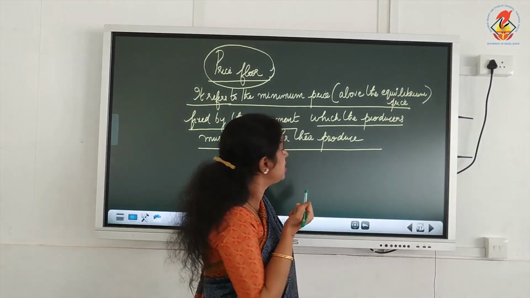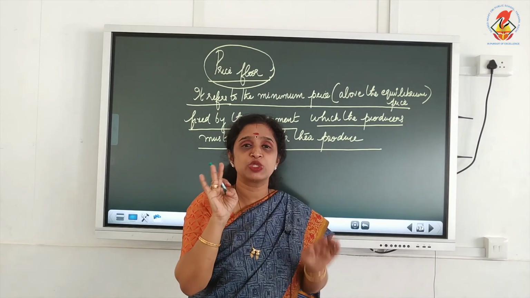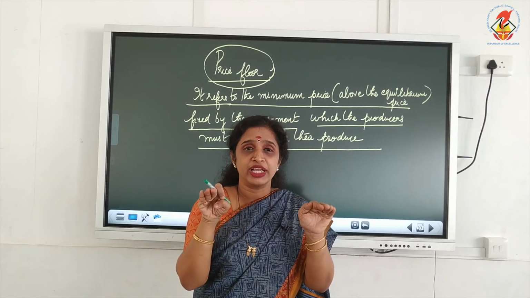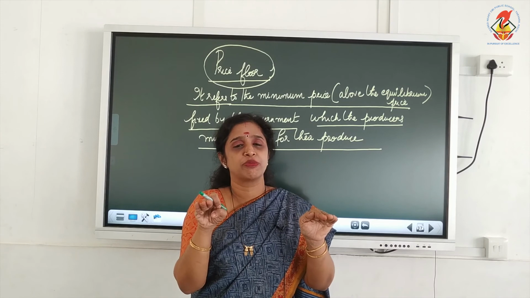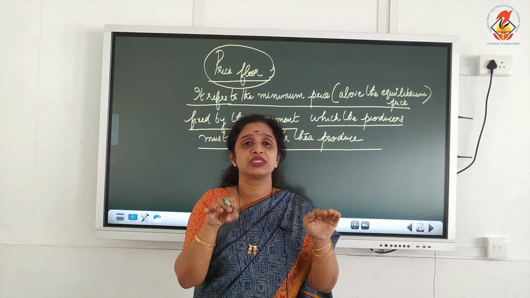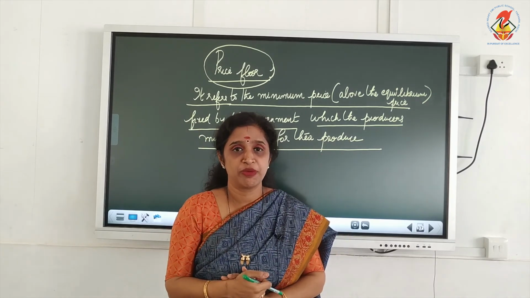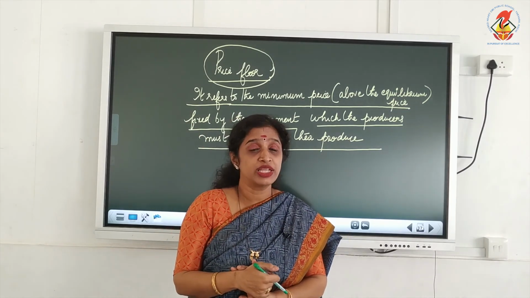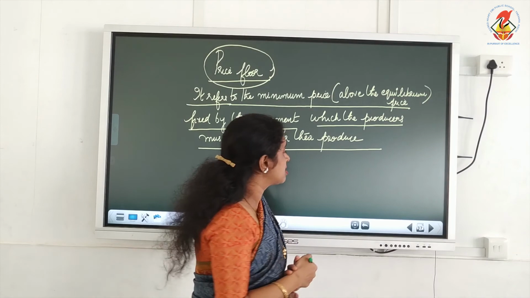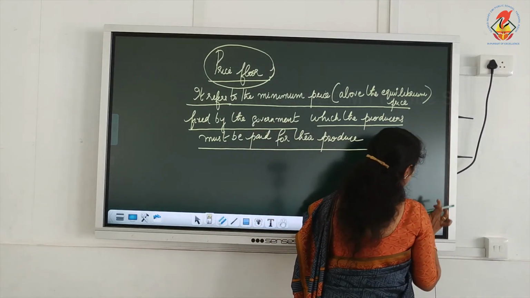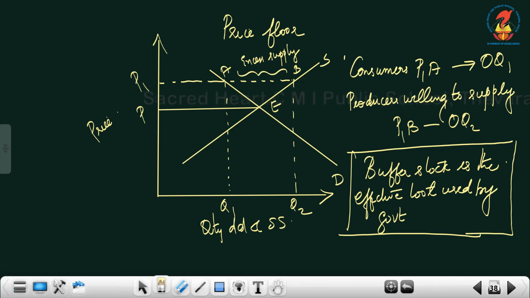Price floor means setting a minimum price for the commodities. Whose commodity? Producers' commodity. How do they set the price? By setting the price above the equilibrium price. That is known as price floor. Now, let us learn that with the help of the diagram.